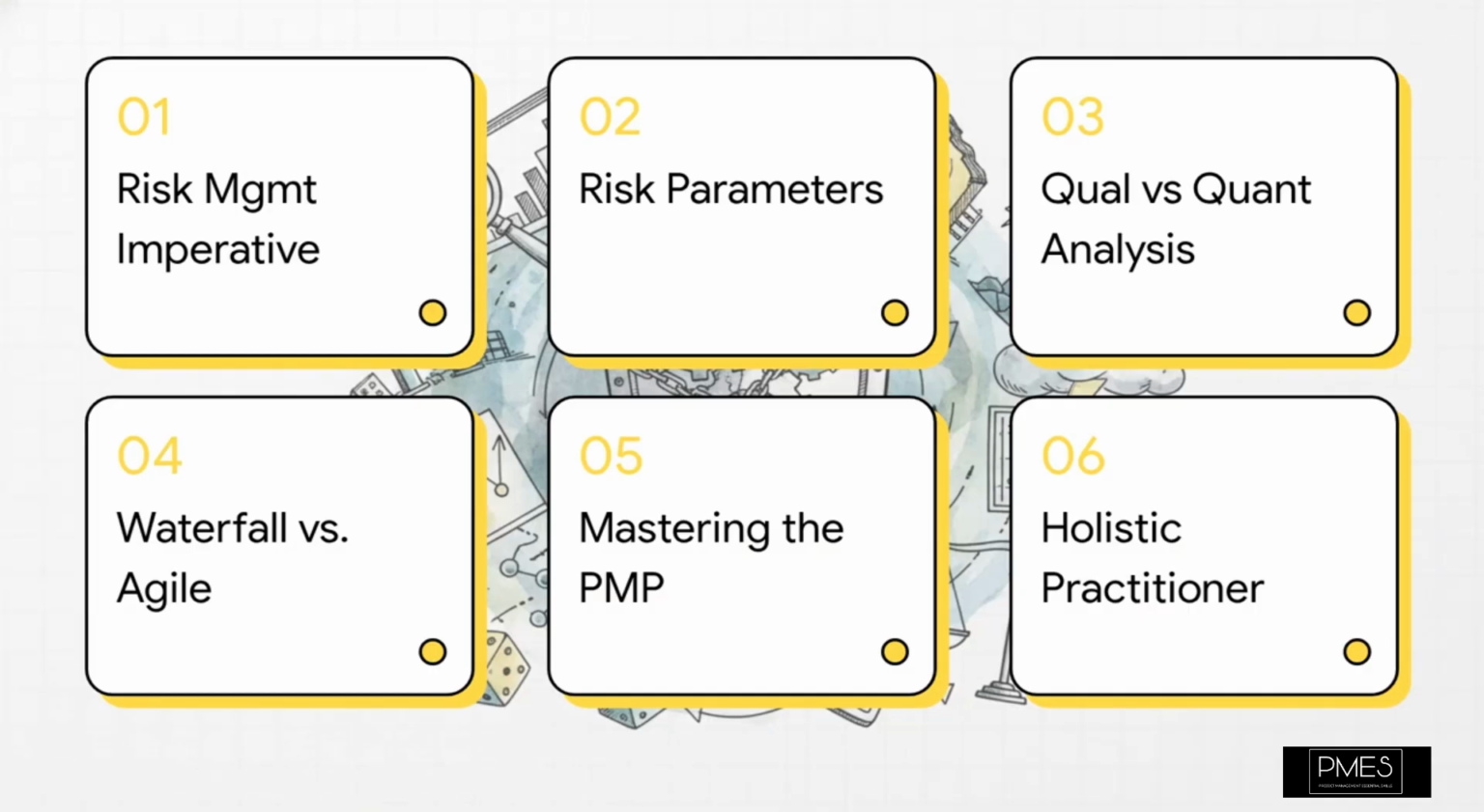So here's our roadmap. We're going to start with the why, the absolute core imperative of risk management. Then we'll get into the what, decoding the key parameters and the analytical methods you'll use. After that, we'll compare how these approaches look in both waterfall and agile environments. And then, crucially, we'll focus on the PMP mindset. This is to make sure you're not just learning facts, but you're actually learning to think like a seasoned professional.